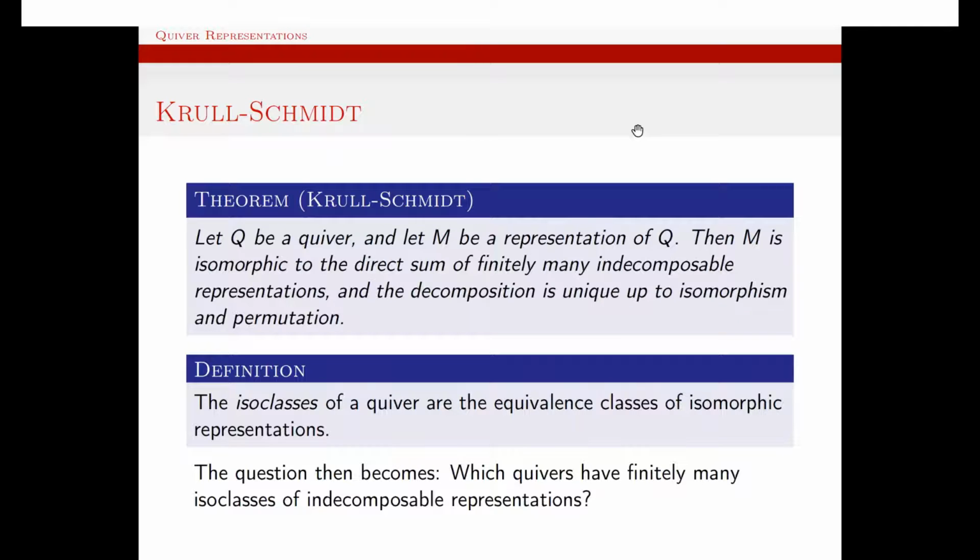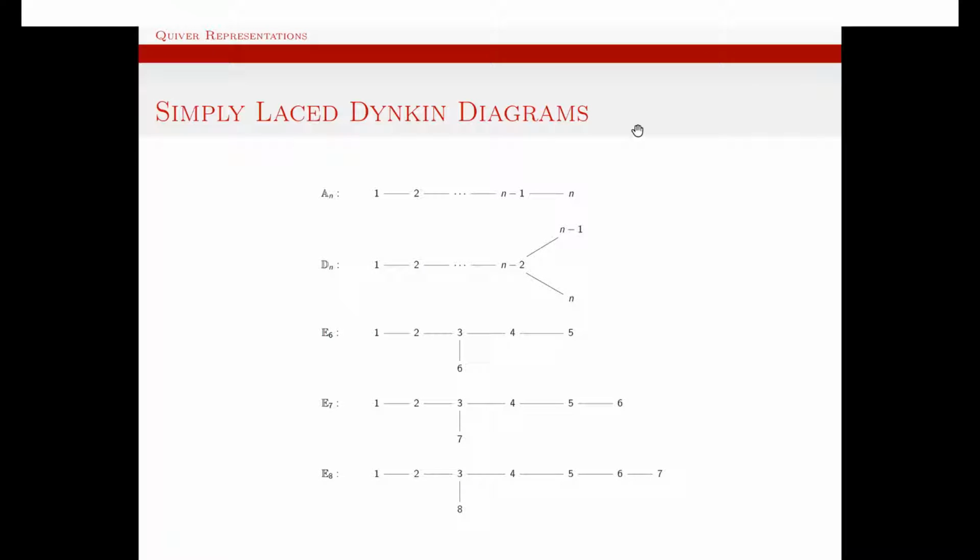But Gabriel's theorem will provide the important step in determining exactly when a quiver will have finitely many. And so for that, we'll need to know the simply laced Dynkin diagrams. And so we have type A_n, which has this linear structure, D_n, which breaks off at the end, and then types E6, E7, and E8.